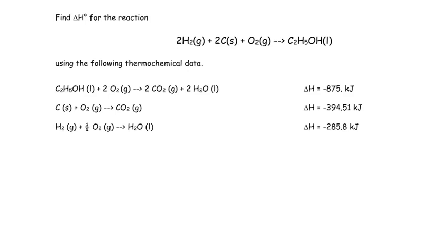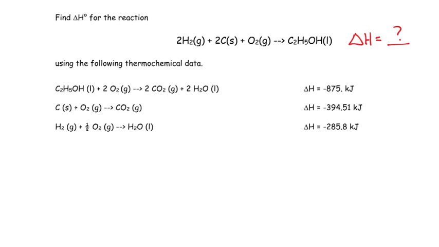So this is the one we'll do first. It says find the delta H for the reaction 2H2 plus 2 carbons, oxygen makes the C2H5OH. And the whole point of this, again, just like the past two lessons, just different ways, is how do you find the delta H of this reaction? So when you're given a series of reactions and their own delta H's, you're going to use Hess's law.